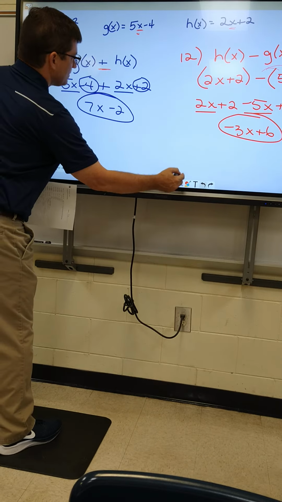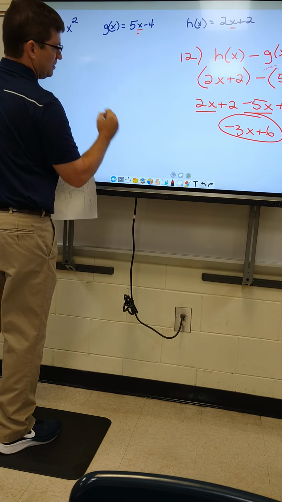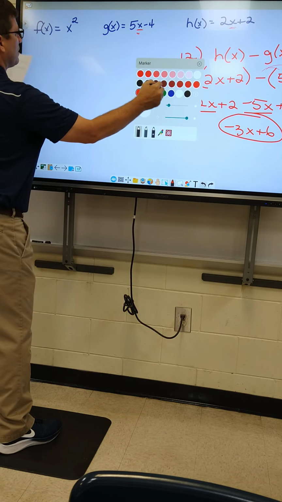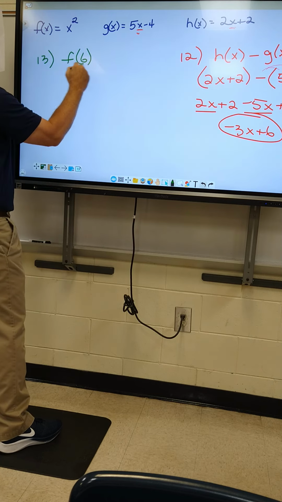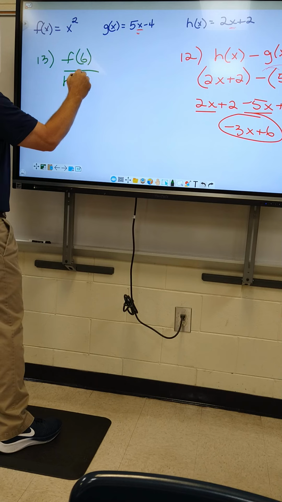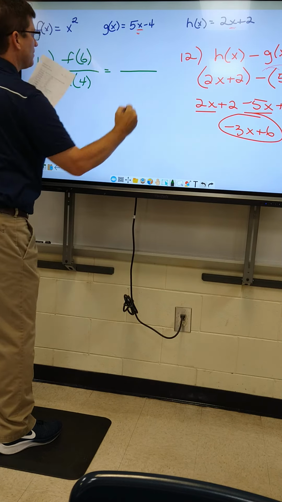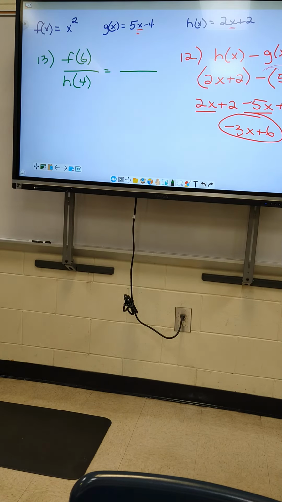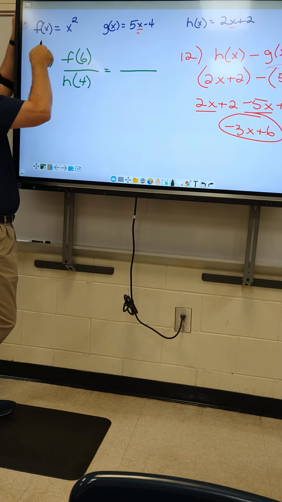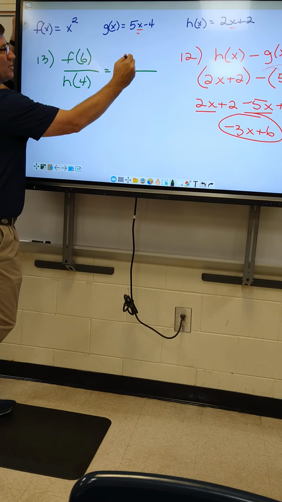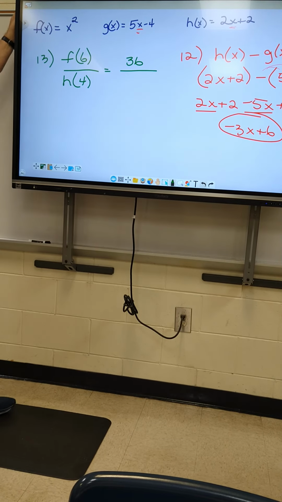All right, let's go to 13. 13 was pretty easy. I hadn't checked y'all's answers on 13. All right, if you want to make 13 a decimal, you can, or you can leave it as a fraction. But if you leave it as a fraction, make sure you reduce it. Put a 6 into F, and let's see what we get on top. 6 squared. All right, I can do that in my head. That's 36 on top.